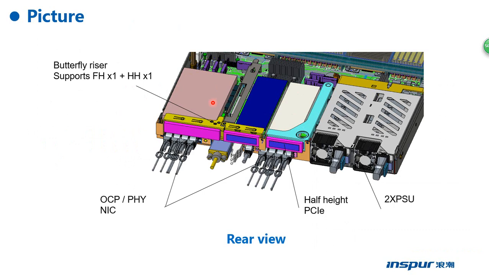This picture shows the PCI configuration of the server. We can install the Butterfly riser. It can support 2 cards, the full height and the half height card. We can support the OCP card or the V card. The 2 PSU model.